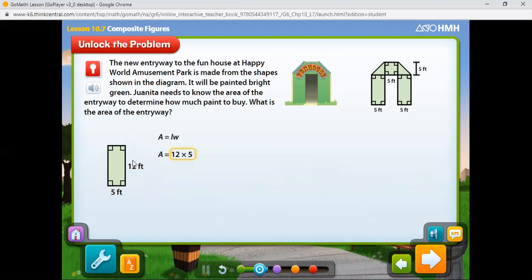So first here they are finding the area of a rectangle. That's 12 by 5. They forgot to give the area.